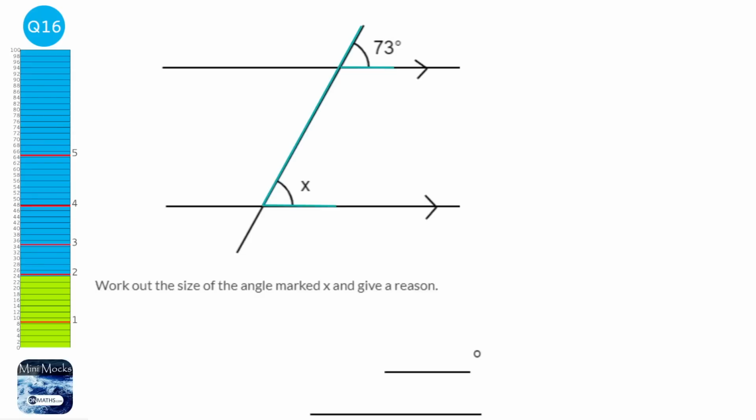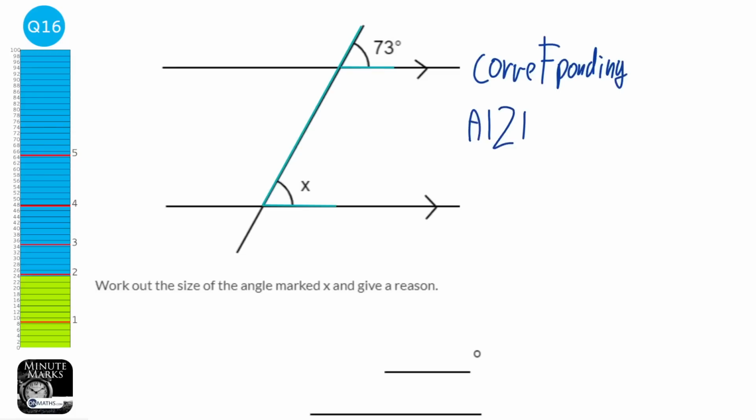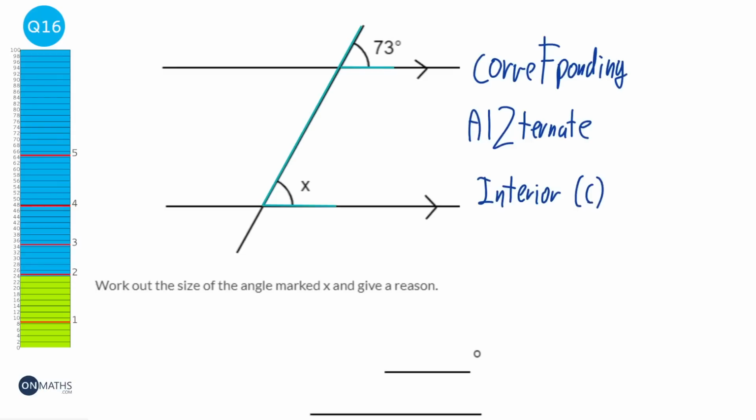Now, how do we figure that out? How do we remember that? There's loads of different ways. The way I remember it is I remember corresponding for corresponding. I remember alternate for alternate, and then either co-interior, interior, allied, I just remember as the other one. So interior, I just remember as the kind of C one, the other one.